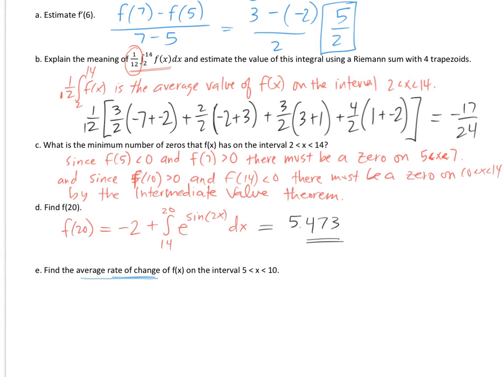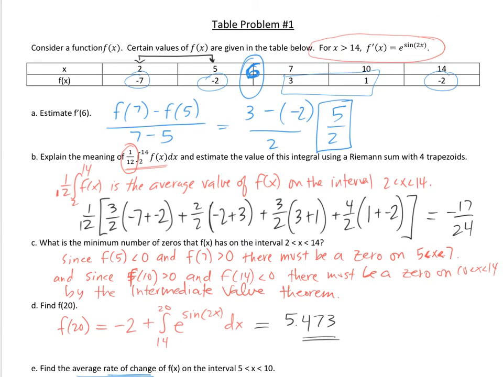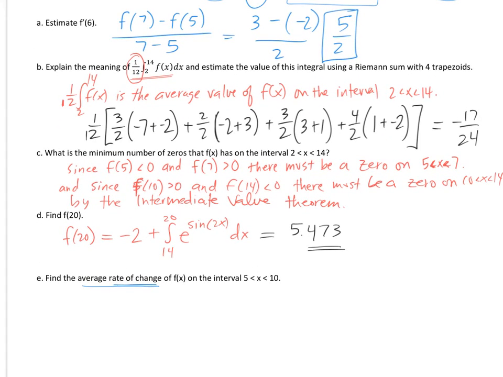So the average rate of change from 5 to 10 is just the slope between 5 and 10. So from 5 to 10, I go from -2 up to 1, so that's an increase of 3 over an x span of 5. So that is 1 minus -2 over 10 minus 5, which is 3/5. That's it for average rate of change.